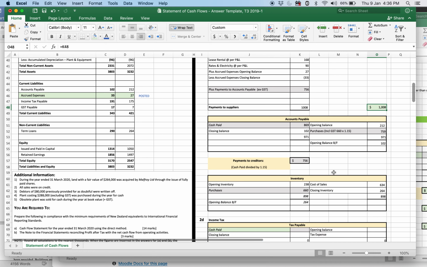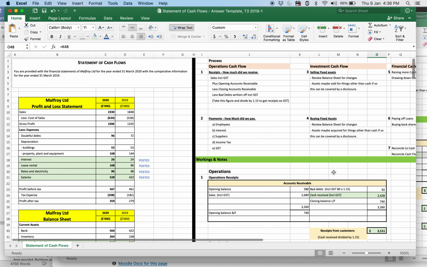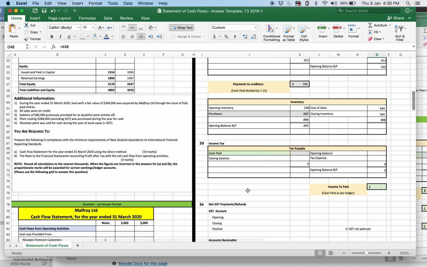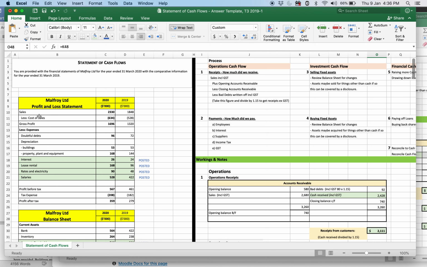The next thing, 2D, following it down here, is income tax, and I've got a work paper for income tax. To work out the amount we've paid for income tax, shall I just update the ones I've done here? So we've done that. We've done cost of goods sold.